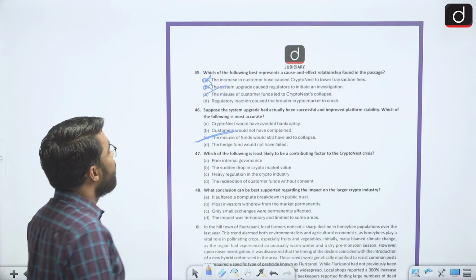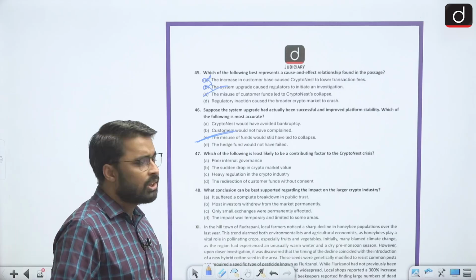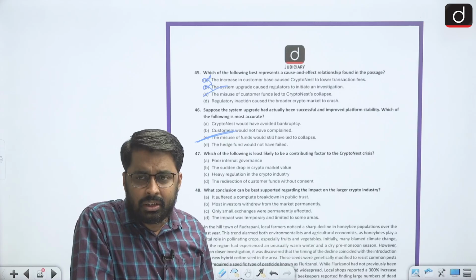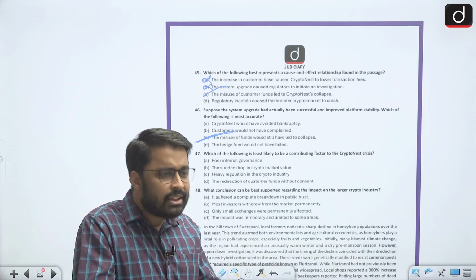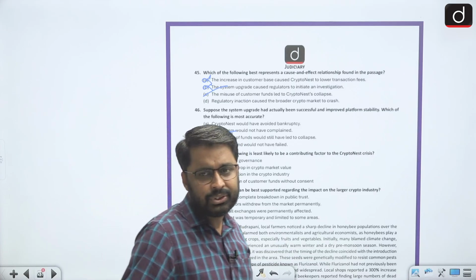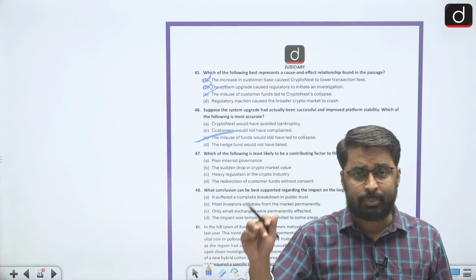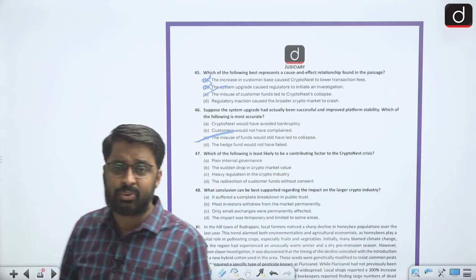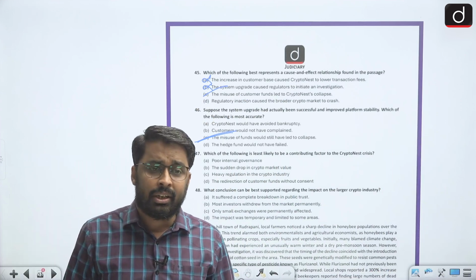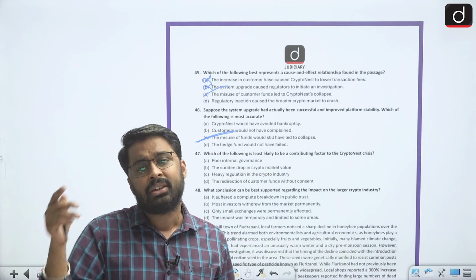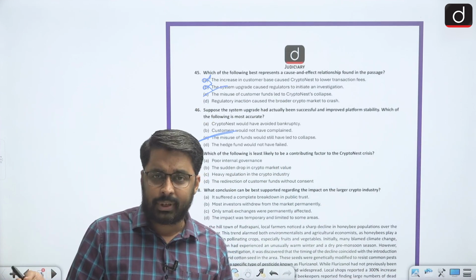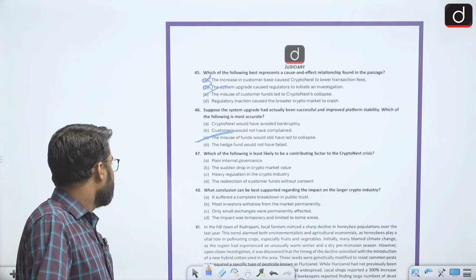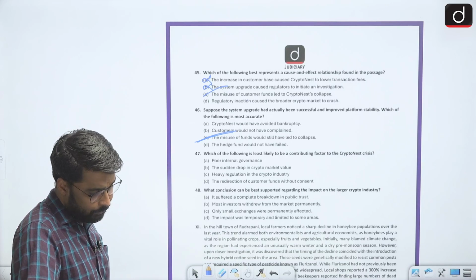So this is correct. Even though the system upgrade had been successful and would have improved the platform stability, technical glitches were not the reason for the company's collapse, right? Misuse of funds, because the hedge fund collapsed, right? Their liquidity dried up, and since the investors were not able to withdraw their money, that led to its collapse, right? So the correct answer will be option C.